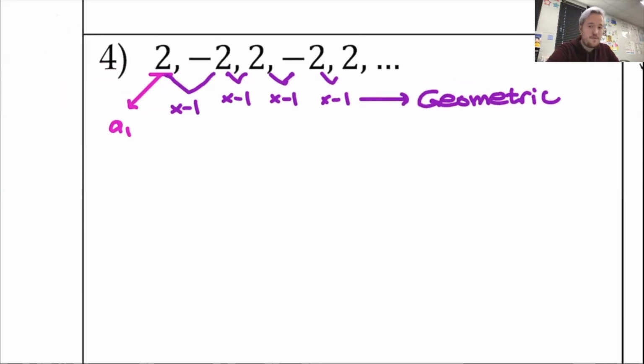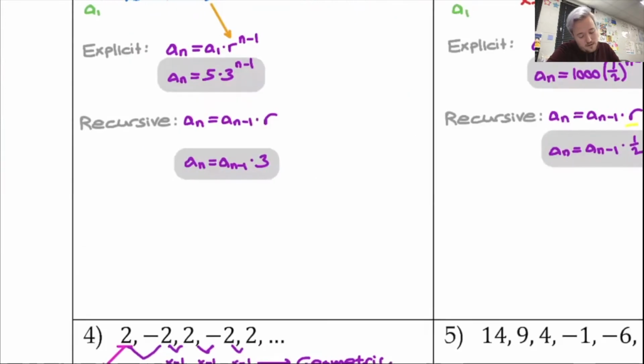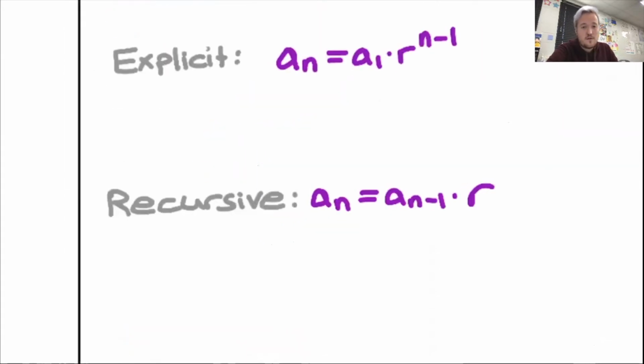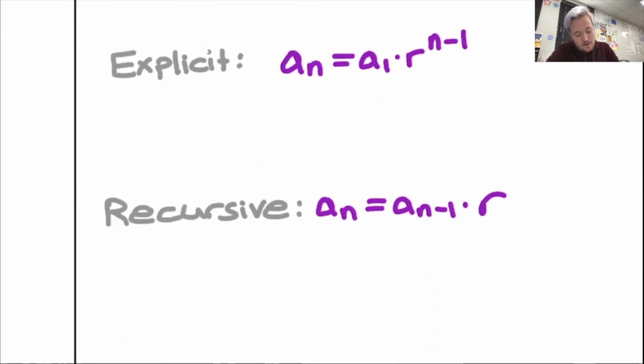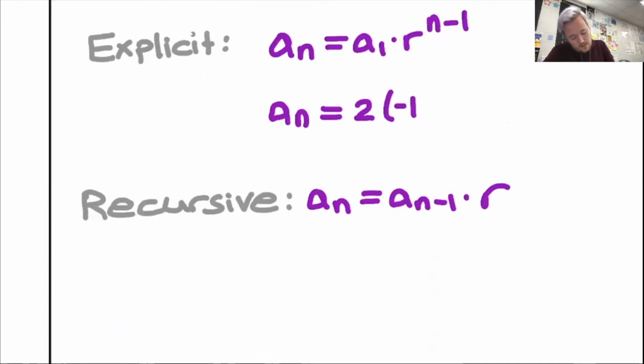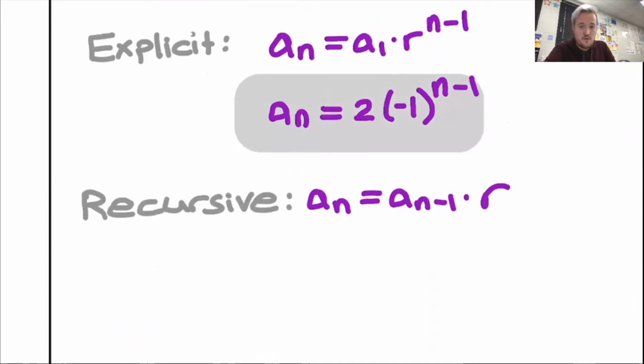All right, so I have all the information I need. So I'm going to copy and paste all the geometric stuff from up here very carefully. All right, so now I just got to fill in the gaps. So for a of n equals your first term, which we said was +2, times the common ratio, which is -1, raised to the n minus 1. So this is our formula for this sequence, the explicit formula for the sequence.